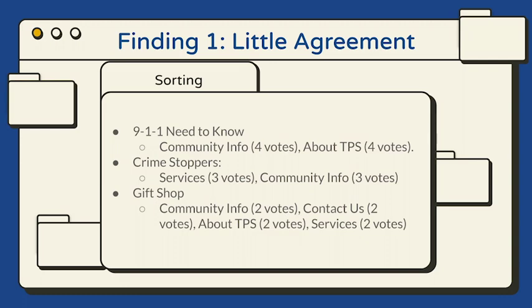Cards were sorted into multiple categories. For example, 911 Need to Know was sorted into community info and about TPS. Crime Stoppers was sorted into services and community info. Gift Shop was sorted into community info, contact us, about TPS, and services. This suggests labels need to be more clear on what it's referring to and where it belongs.